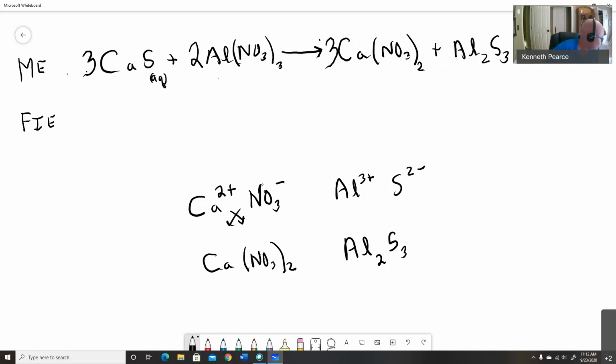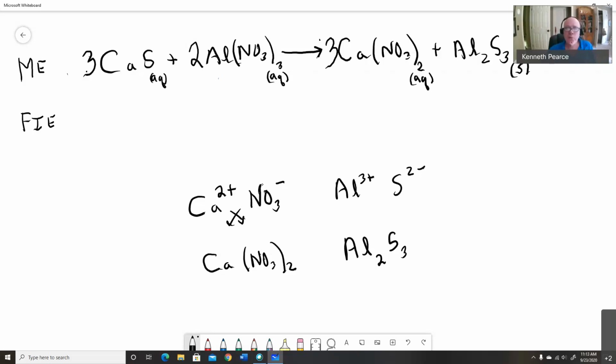And I'm looking at the solubility guidelines table. And then we see aluminum nitrate, and nitrates are generally soluble with no important exceptions. So we say, well, that's aqueous as well. And then we get to the right-hand side and we see the calcium nitrate, and nitrates are generally soluble with no important exceptions. So that's aqueous as well. And then we see aluminum sulfide, and sulfides are insoluble, and aluminum is not one of the exceptions. So we say that is solid.